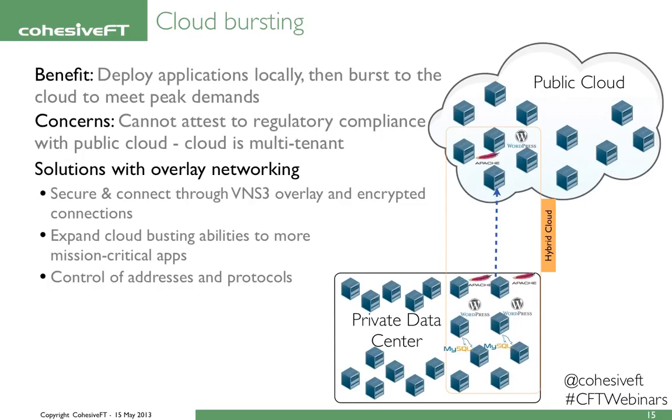The concern here is that you can't always attest to the regulatory compliance within public cloud. It's inherently multi-tenant. So by using a secure overlay network from VNS Cubed, we can create a secure link into public cloud, group those servers as part of the next available IPs in the private data center, and make them look like it's essentially part of the same data center.